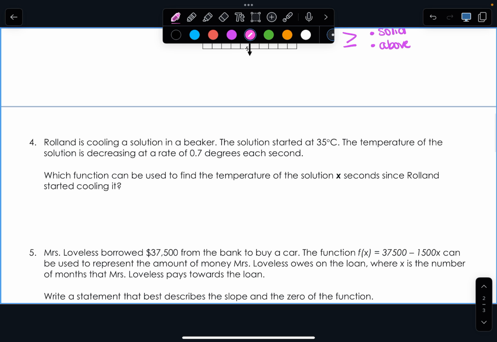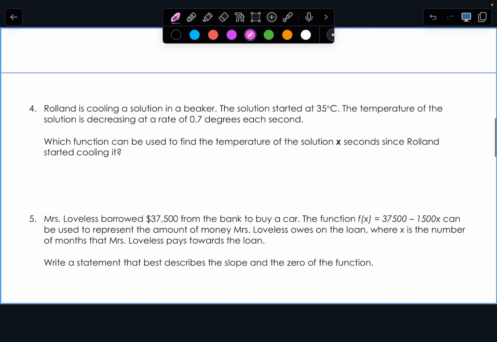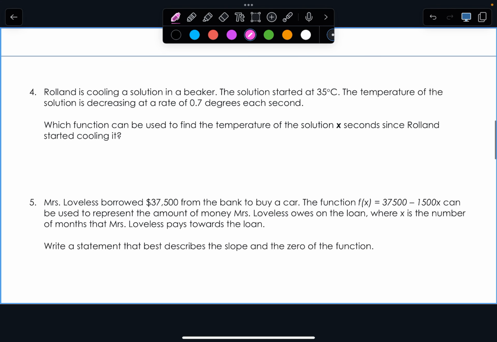Which function can be used to find the temperature of the solution x seconds since Roland started cooling it? Here we are just writing an equation, okay? With this one, we're going to be writing an equation, and on the test, it'll be in multiple choice. So what you'll notice is that your answer choices are written in slope-intercept form. So to write an equation in slope-intercept form, you have to solve it? No, we're just taking our numbers and plugging them in. What 2 numbers do you need? The slope and the y-intercept.